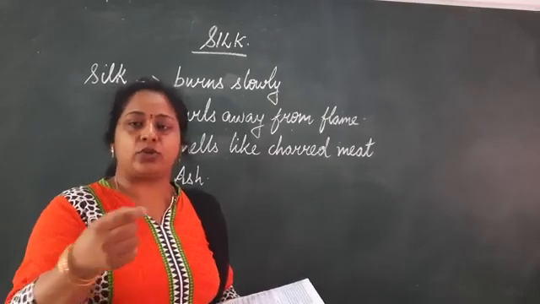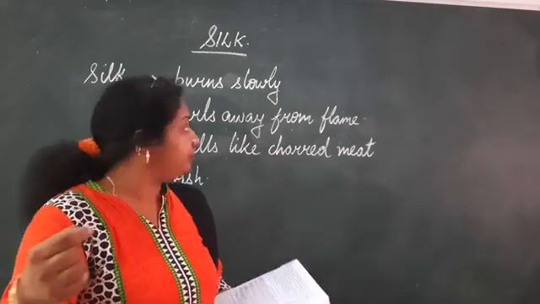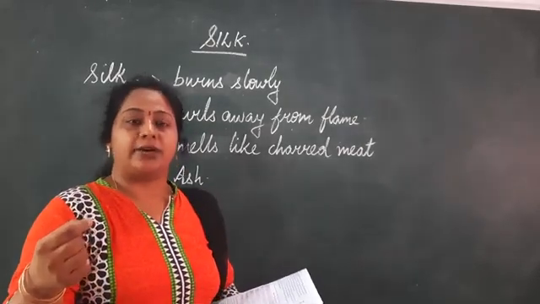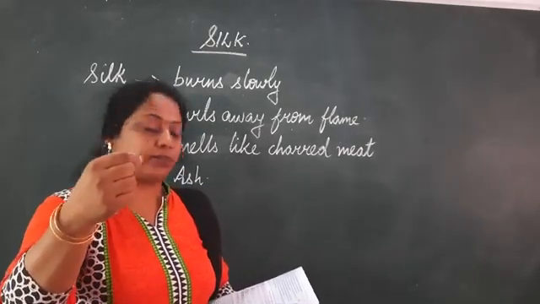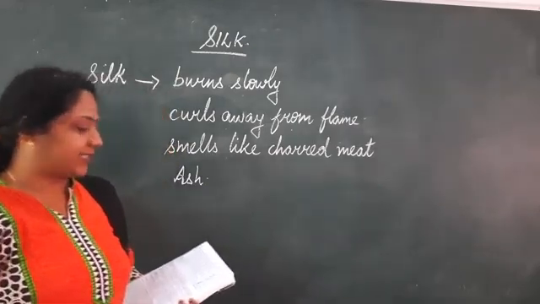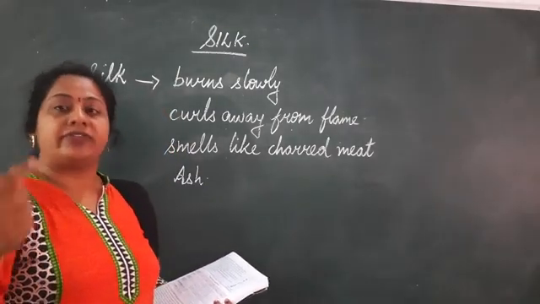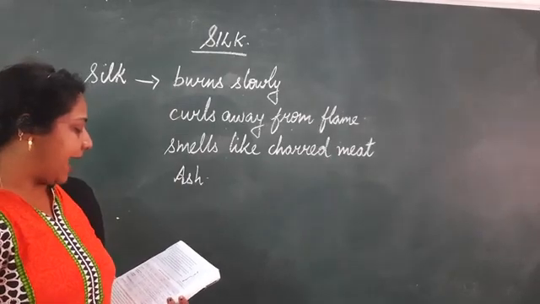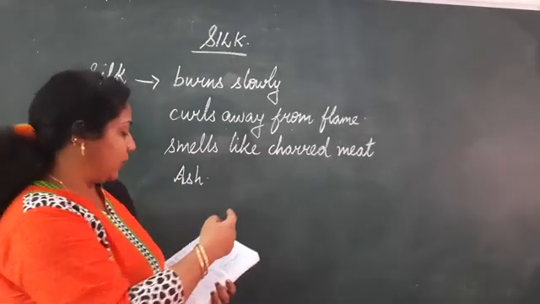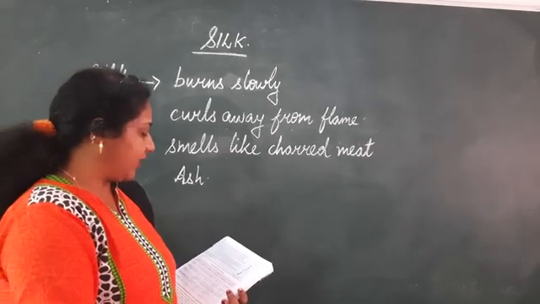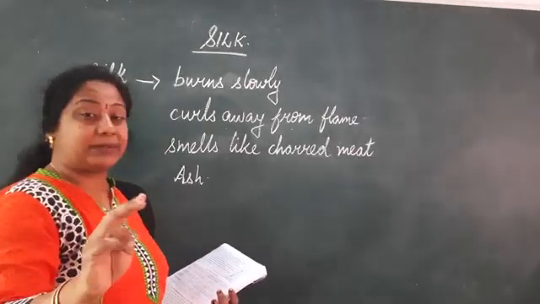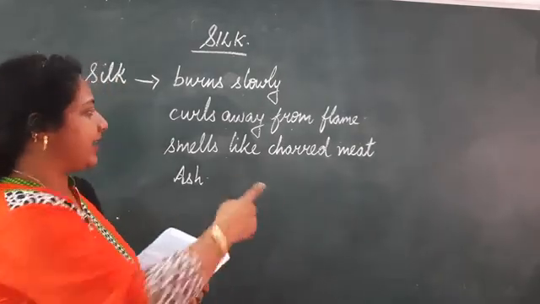As I told you, you take out the fiber from that particular fabric and you try to burn it. Here it is given. You have taken 2 threads. First strand, you burn it. How is it burning? See, the thread burns slowly. It curls away from the flame and there is a bad smell. The smell is bad but not very bad like charred meat.